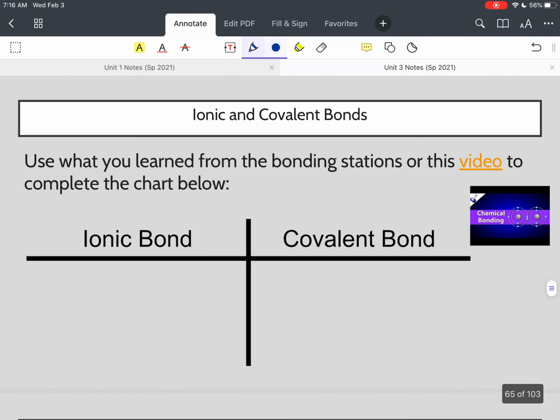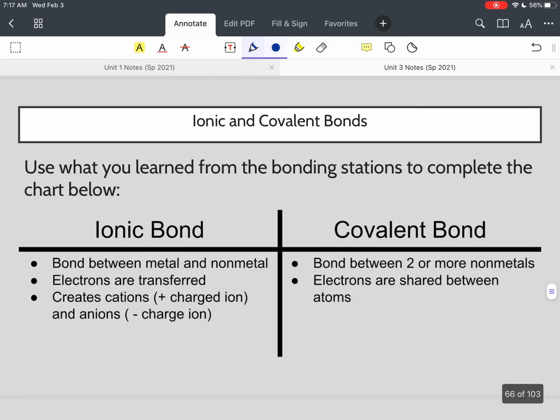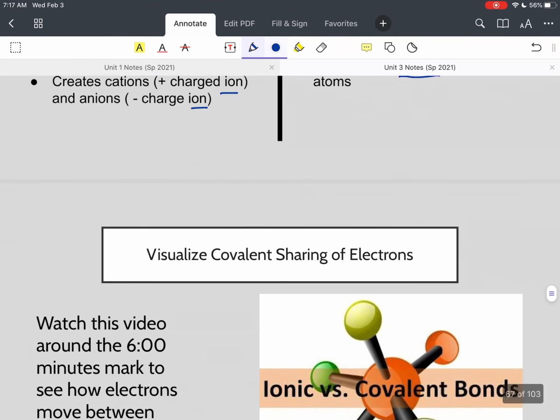Okay, so now once you finish the stations, you should be able to use what you've learned and write a few things about the differences between ionic and covalent bonding, okay? Here's what I've written. I know that an ionic bond is between a metal and a nonmetal. I know that electrons are transferred, and it creates ions. That's how it gets the name ionic bond. A covalent bond, it always has nonmetals, okay? And then our electrons are shared. So make sure you've copied this down into your notes.